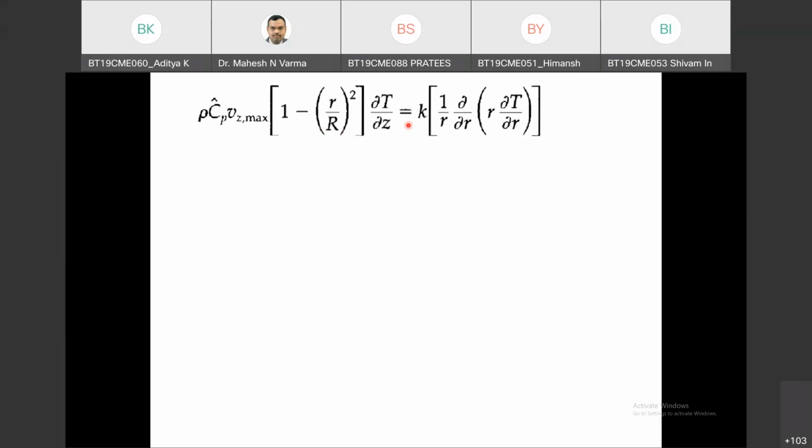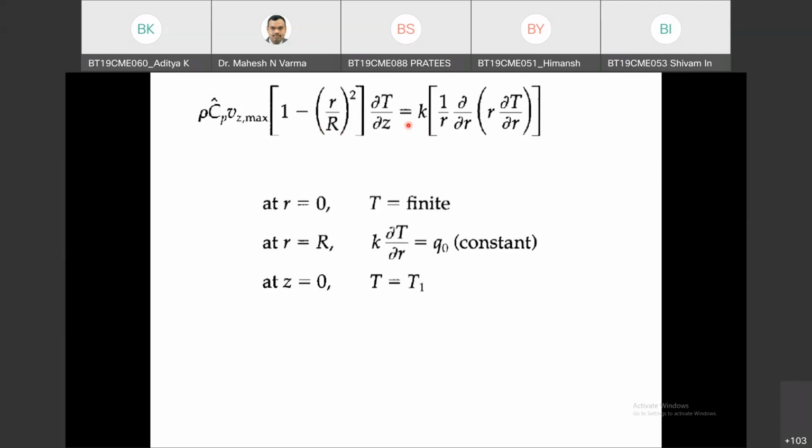Now these are the three boundary conditions. You can solve as it is, but to simplify, we are converting this into a dimensionless equation. For that, we'll be using dimensionless temperature, dimensionless radius, and dimensionless length. Dimensionless temperature is theta, dimensionless radius is epsilon, and dimensionless length is zeta.